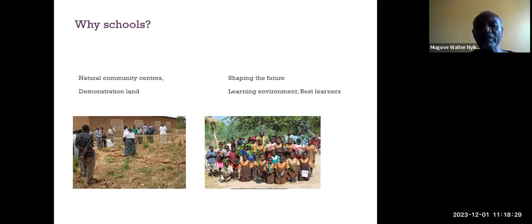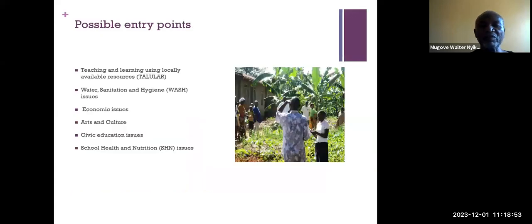Then also the schools are where the future is being shaped because the future belongs to the young generation. And also in schools, you find the children are very good learners. They are very receptive. They are very open-minded. So it's very much worthwhile to work with the schools.